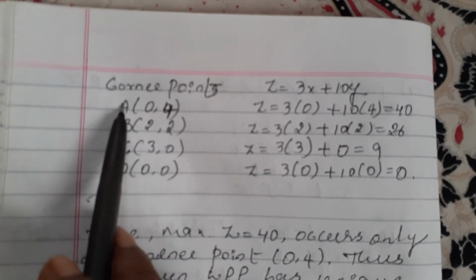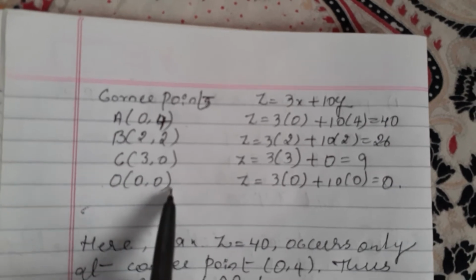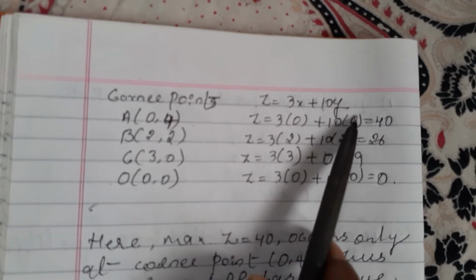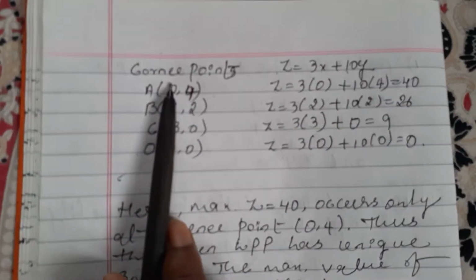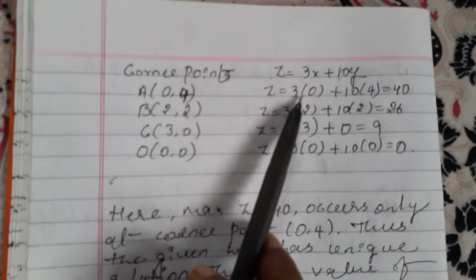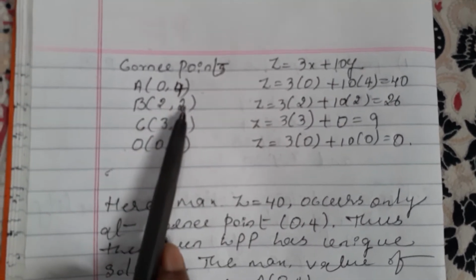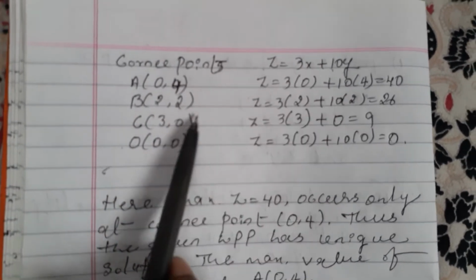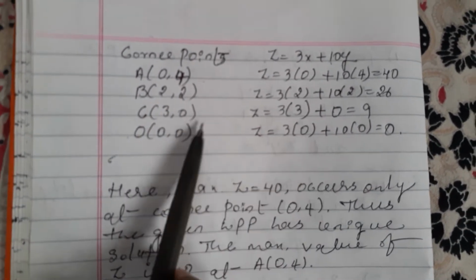Okay, in this way you can get the unknown corner point. Then here corner points, A is 0 comma 4, B is 2 comma 2, C is 3 comma 0, O is 0 comma 0, and the objective function is given in the LPP as z equals to 3x plus 10y. Wherever x and y is there, substitute these corner points. So z equals to 3 into 0 plus 10 into 4, that is 40. In the same way, z equals to 3 into 2 plus 10 into 2 equals to 26. Then z equals to 3 into 3 plus 10 into 0 equals to 9, and finally z equals to 3 into 0 plus 10 into 0, that is 0.